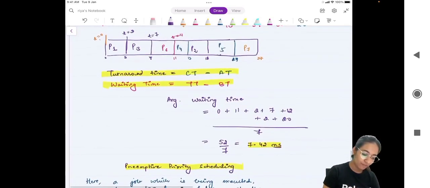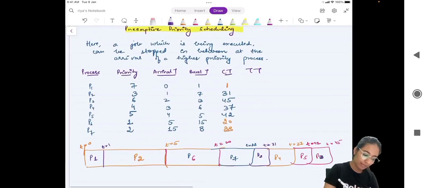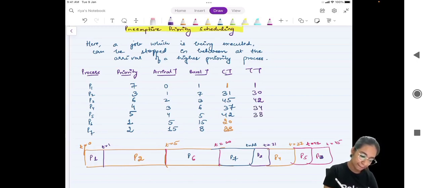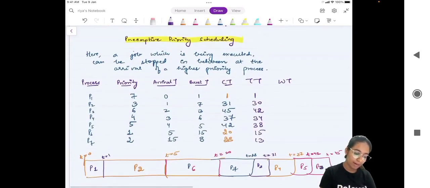The formula for that was completion time minus arrival time. So this is 1, 30, 42, 34, 38, 15, 13. And the final is the waiting time, which is nothing but turnaround time minus burst time.